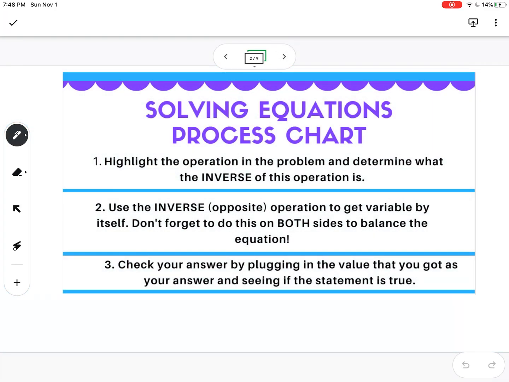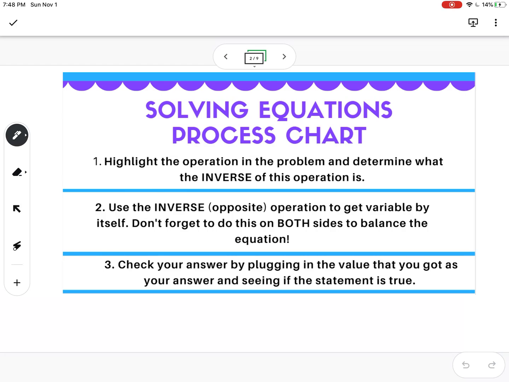All right, so let's get started with the solving equations process. So I made a little process chart here. I will have an expanded version for you guys posted online as well. But here's the process chart. We're going to use the same process as we walk through each of these examples. So if you need to pause the video for more time to write this down, go ahead and do that. And we will walk through what those are.